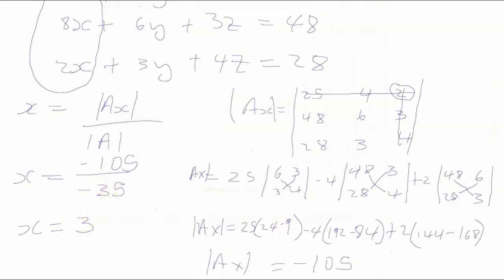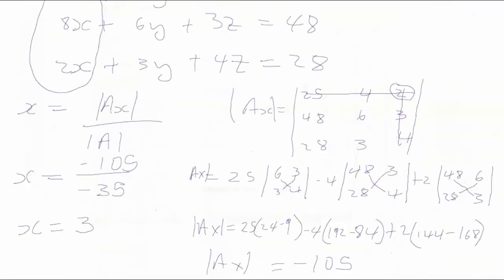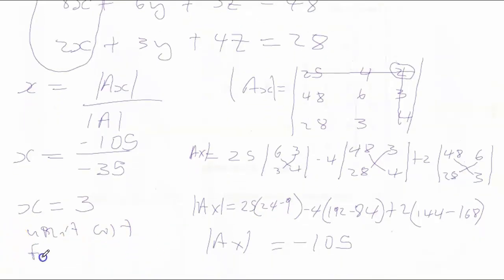So to answer our question, the unit cost for a kilogram of apples is $3. So unit cost for 1 kilogram of apples is $3.